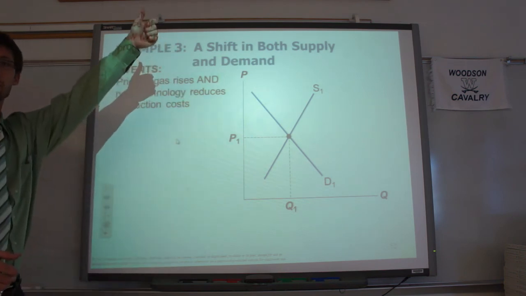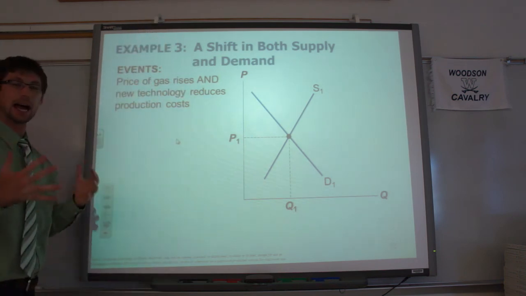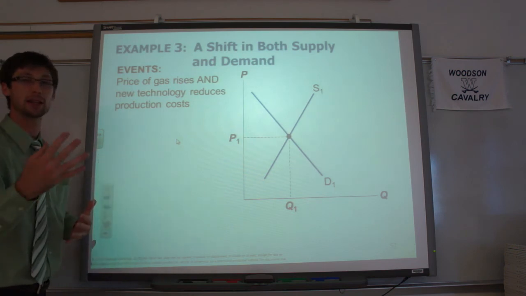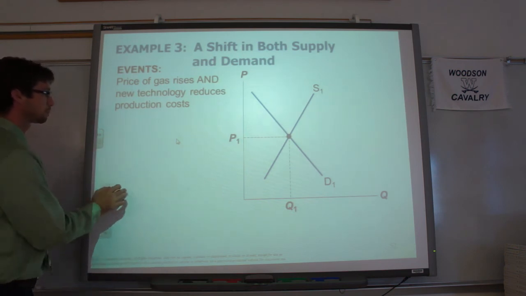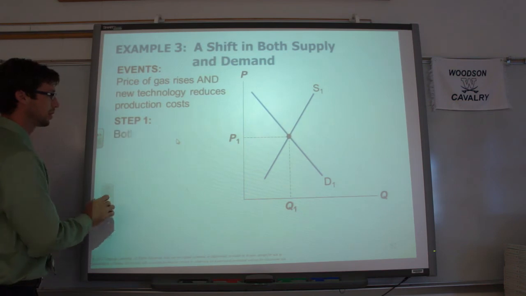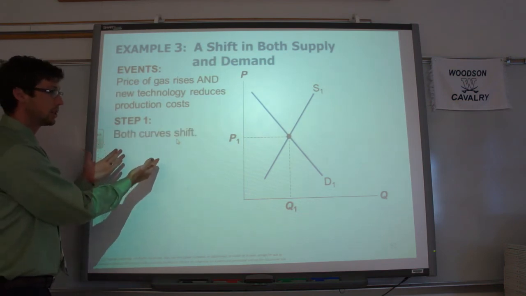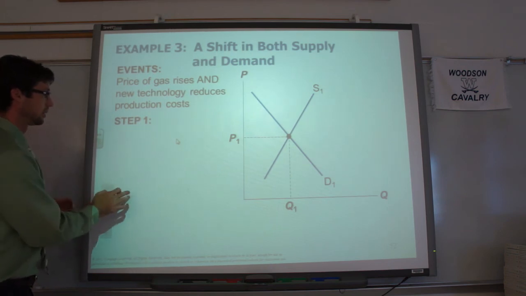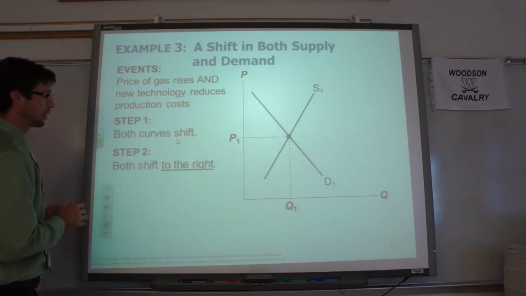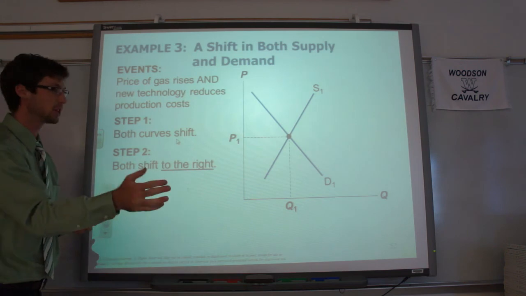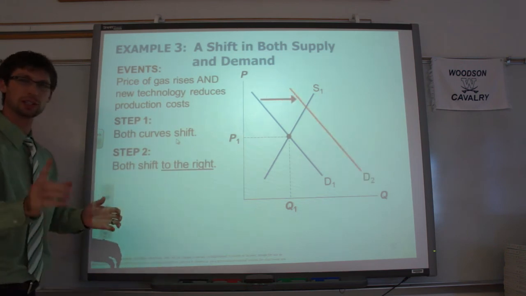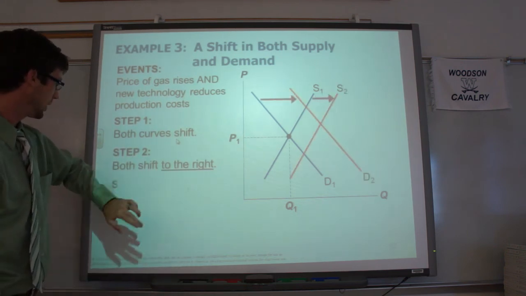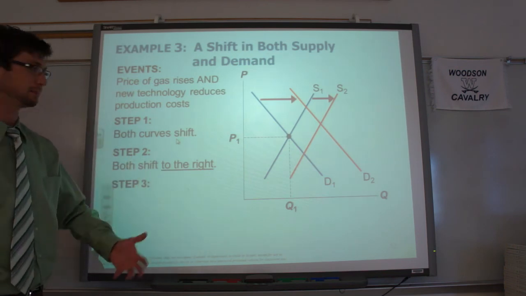Now the last thing, let's put it all together. Price of gas goes up and new technology is invented. How does this affect supply and demand and then price and quantity? Well, as we established earlier, both of these curves are now going to shift. Supply is going to increase, as is demand. So step 1, we already did it. Both curves shift. Both curves are going to shift to the right. So now the last question, this is the one that's important. What in the heck happens to price?